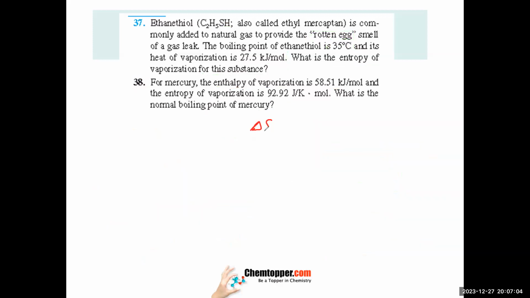So delta S vaporization is delta H vaporization over the boiling point. Vaporization means liquid to gas, right? Now plug in the values, but take care of the units. This unit is joules per Kelvin per mole, and this unit is kilojoules per mole. So you have to convert either this into joules or this into kilojoules.